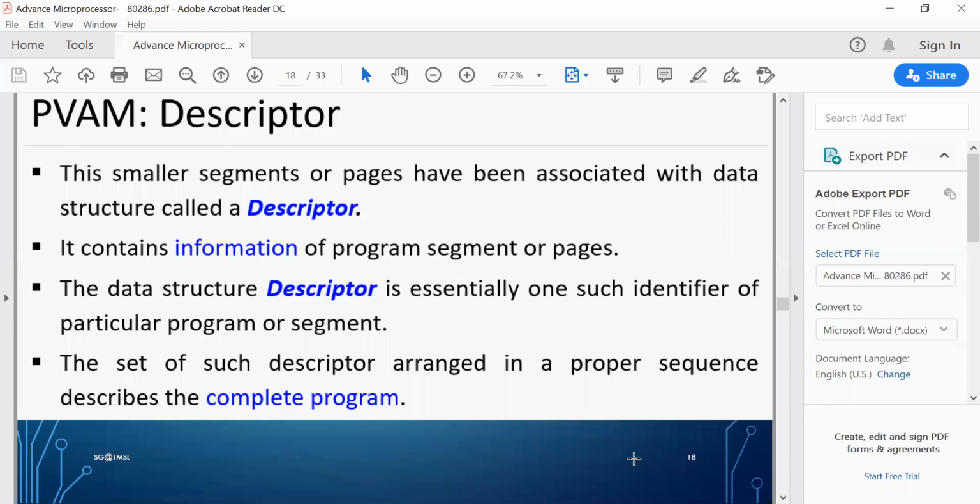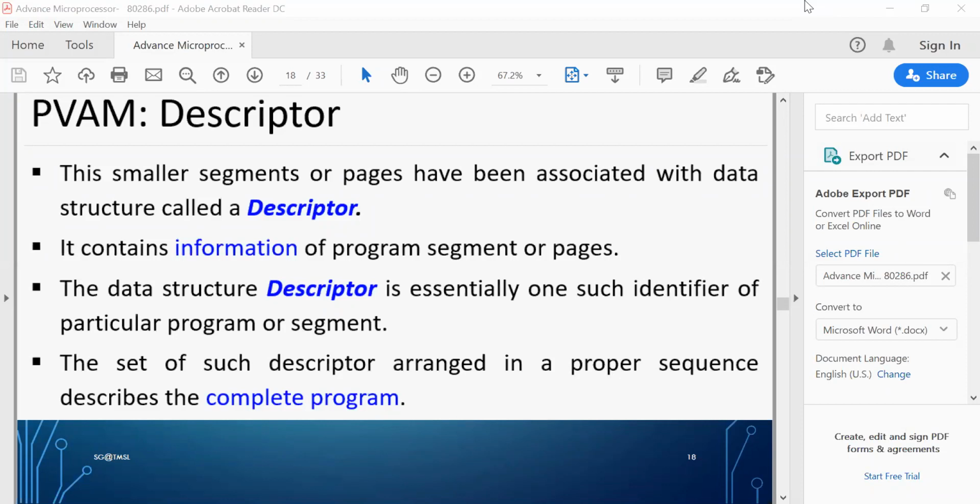Like the segment base address, the base address means the initial location of that segment. What is the limit of that segment? What is the type of that segment? Is it a code segment, data segment, stack segment, or anything else? So the segment type must be stored. The privilege level is there, because in the 80286 there are 4 privilege levels. So which privilege level has been considered is to be stored inside this descriptor, along with segment availability in physical memory, descriptor type, and whether this segment is used by another task.